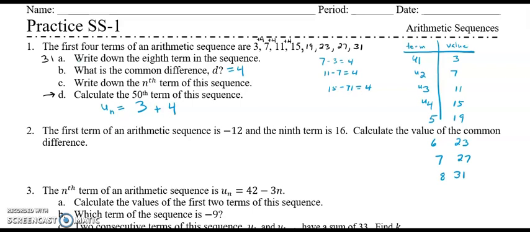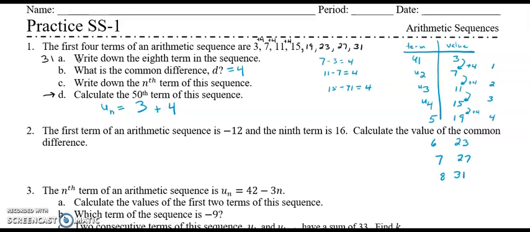How many times are we adding 4? To get to the first term, we added it 0 times. To get to the second term, we added it 1 time. To get to the third term, we added 4 2 times. To get to the fourth term, we added 4 3 times. By the time we got to the 5th term, we will have added 4 a total of 4 times. What do we notice between the number of times we've added 4 and the term number? It's always 1 less, right?